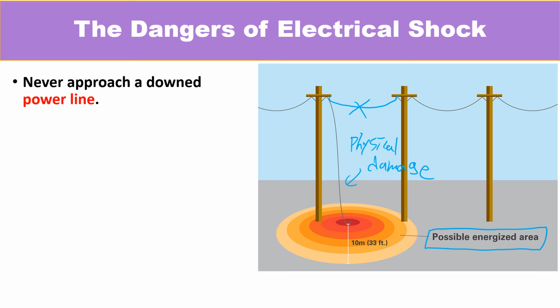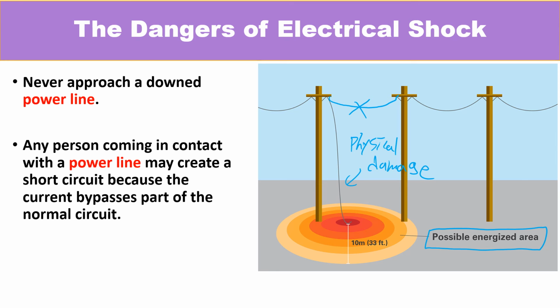We have something called an electric field, and you have a hard time realizing it because it's an invisible field that affects things around. Any person coming in contact with the power line may create a short circuit because the current bypasses part of the normal circuit. What I mean by that is this.